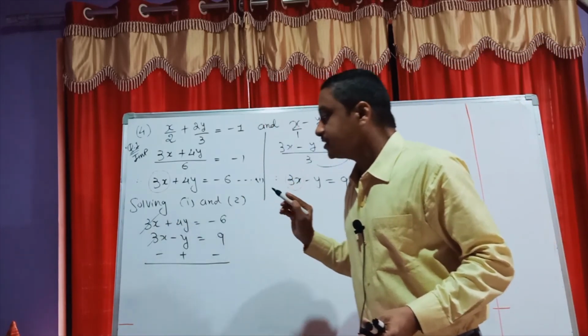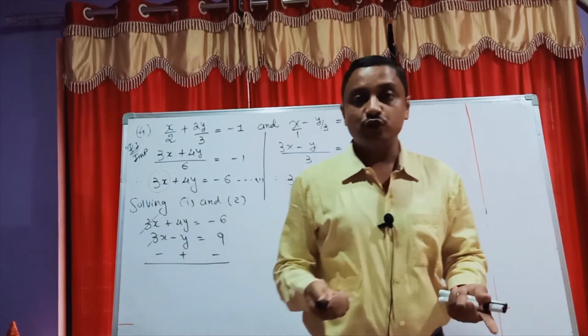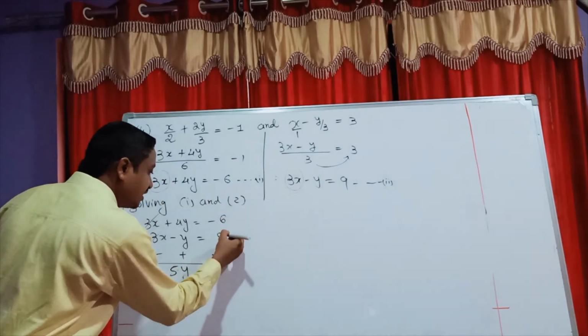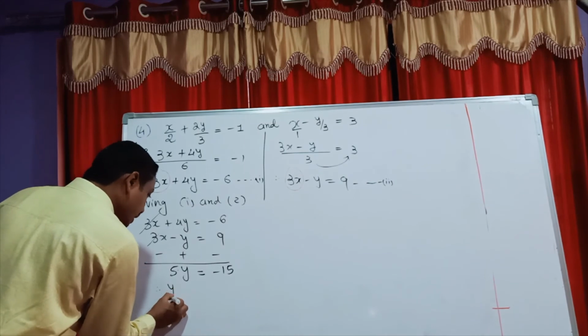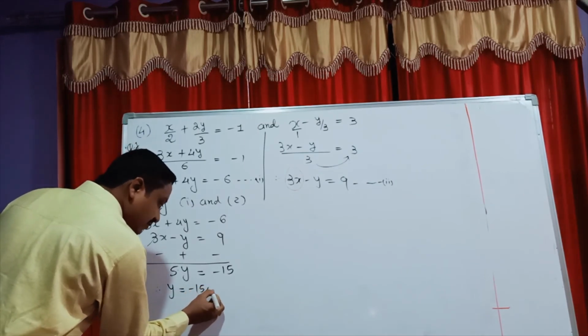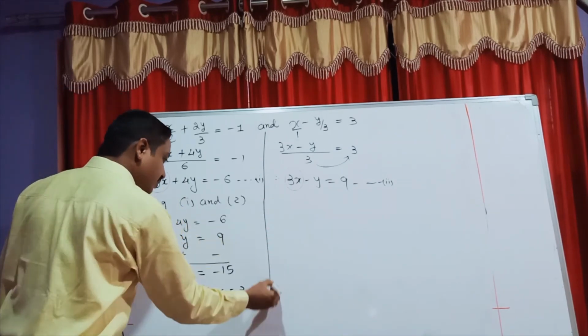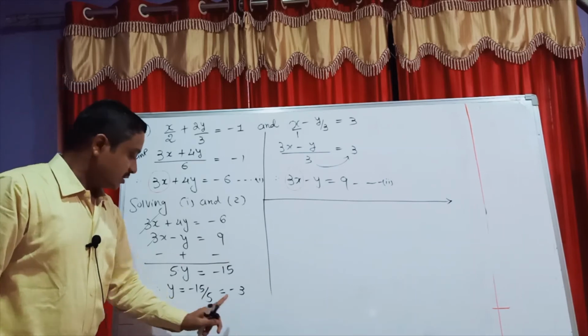So plus 3x and minus 3x cancel. I have only 4y plus y, and it is how much? 5y is equal to minus 6 minus 9. Yes, it is minus 15. So y we get minus 15 by 5, which is minus 3. And here the first value is done: y is equal to minus 3.